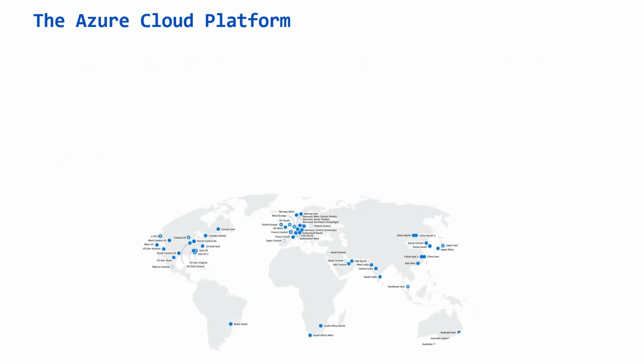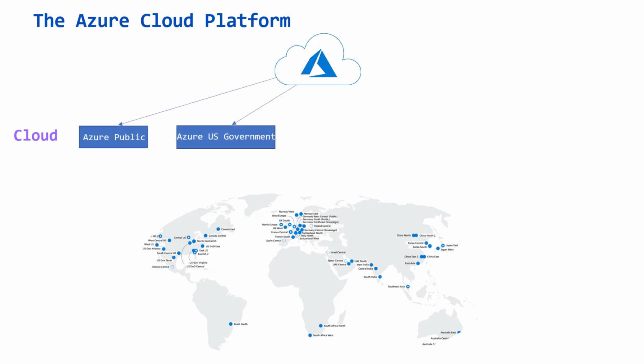So, okay, quick overview of the Azure platform. So the Azure platform is actually not just, and this is from a physical perspective, the Azure platform is not just one cloud. The Azure cloud is actually 4 different clouds, right? We have the Azure public cloud, we have the Azure US government cloud, we have the Azure Germany cloud, we have the Azure China cloud. And these are 4 different cloud environments.